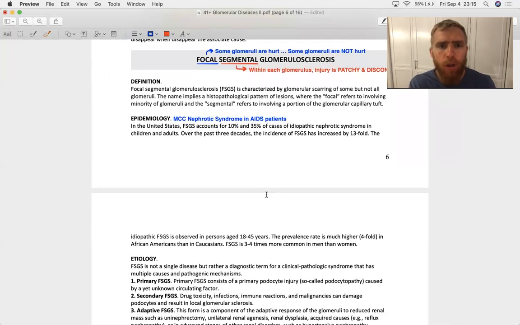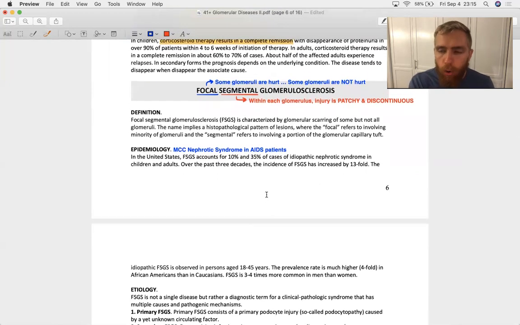Let's talk about focal segmental glomerulosclerosis. Let's break down what that means. Focal. Some glomeruli are injured, but not all glomeruli. You take a kidney biopsy, you're going to see some healthy glomeruli. Segmental, what does that mean? Within each glomerulus that you look at on light microscopy, some parts of the glomerulus are hurt and other parts aren't. So this is an important disease because it's bad, it goes downhill pretty fast, and it also accounts for the most common cause of nephrotic syndrome in HIV/AIDS patients.